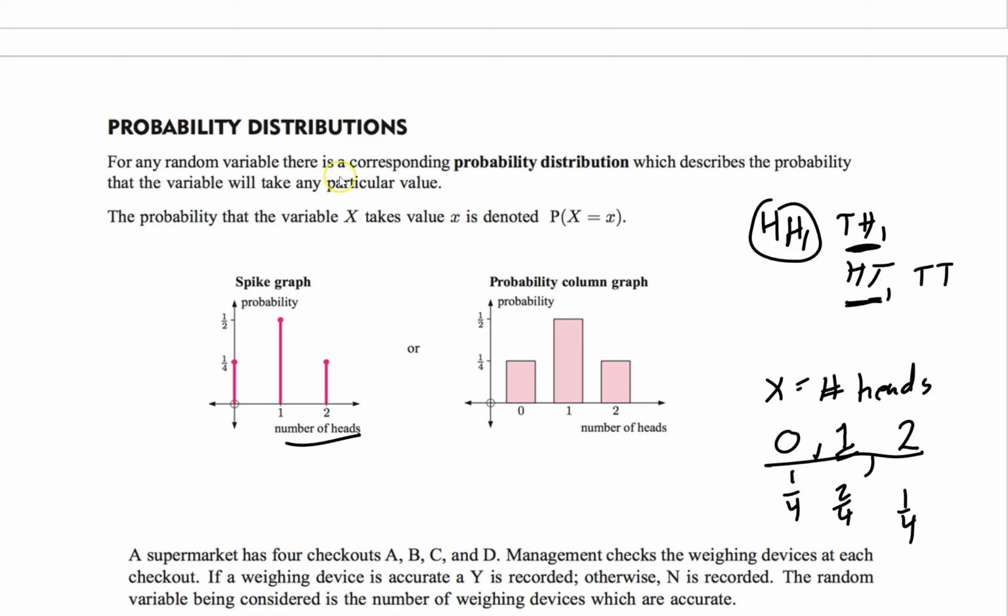And so if you plot it, you can plot it in a spike graph like this, where you go, here's 0, 1, 2, number of heads, and then you just draw those spikes, 1/4, 1/2, 1/4. Or you could draw a column graph. Either way, it's the same. Again, if we're doing continuous data, this would be connected. It'll be like this if it's continuous. That's my drawing, right? That's how you draw continuous. If it's discrete, you draw it separate. But that's how you draw probability distributions.